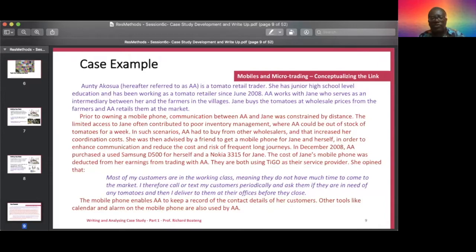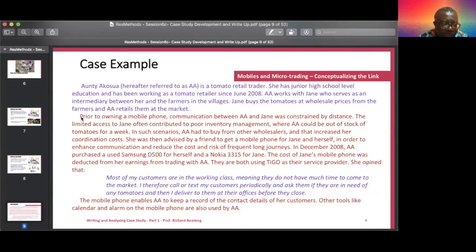Now, this particular write-up is the case. In the definition, we say that cases are accompanied by a description and case-based themes. This particular study seeks to talk about mobiles and micro-trading. So the description here is what you see in the first part, that gives you the background of the case so that you can understand the case. That's one interesting thing about every case study. Case studies are always going to give you a description of the context in which the case takes place. Then after that, you go to the issues you want to study.